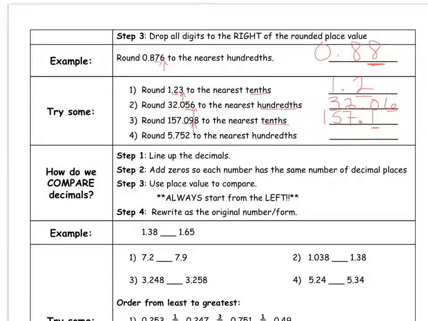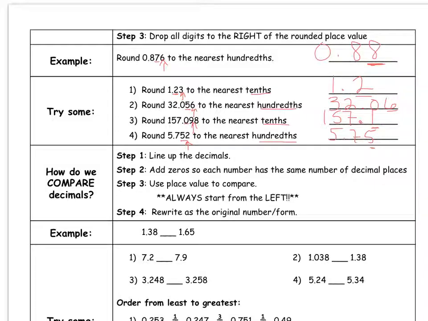Number 4, round 5 and 752 thousandths to the nearest hundredths. So underlining the 5 in the hundredths place. I'm looking at the 2. 2 is 4 or less. So that means my 5 in the hundredths place stays the same. So I'm rounding to the hundredths place. 5 hundredths is where I stop. The 5 is the same because the 2 is 4 or less.